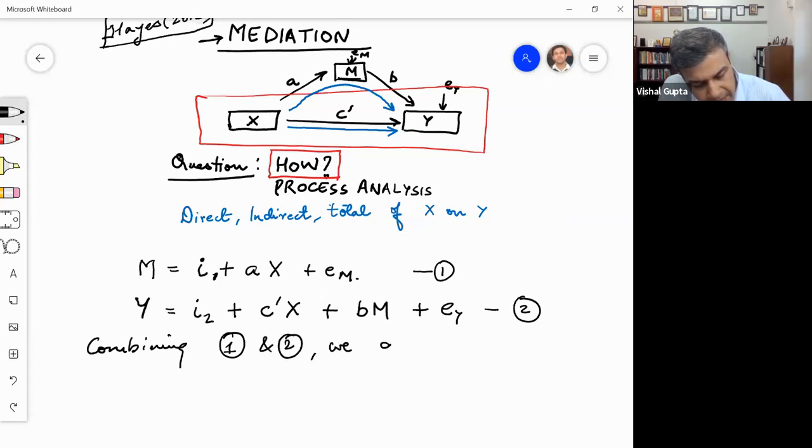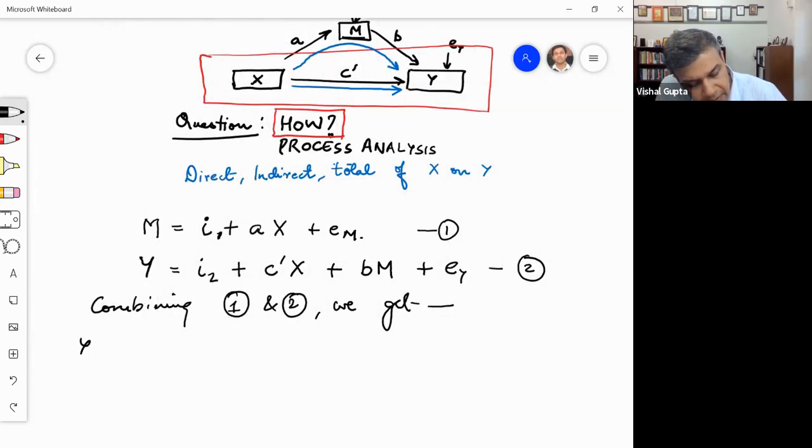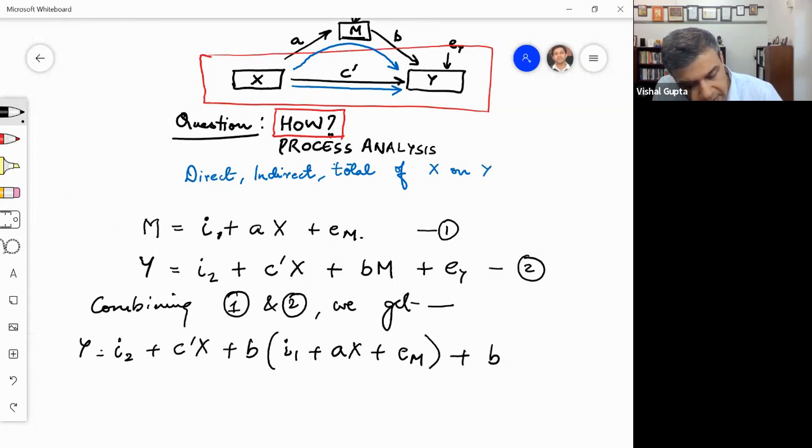If I combine these two equations, what do we get here? We get Y is equal to I2 plus C dash times X plus B times, and I write the equation of M here in the model, I1 plus A times X plus EM. BM is already done. So what is left is E of Y. So this becomes the combined equation.